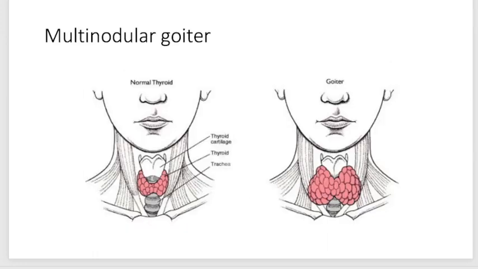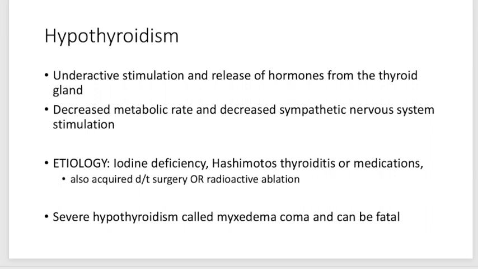And this is what it would look like when you would be looking at it on a patient. So the opposite end is hypothyroidism. So this is underactive stimulation and release of hormones from the thyroid gland, with a decreased metabolic rate and decreased sympathetic nervous system stimulation. Like with hyperthyroidism, we have multiple causes of hypothyroidism.